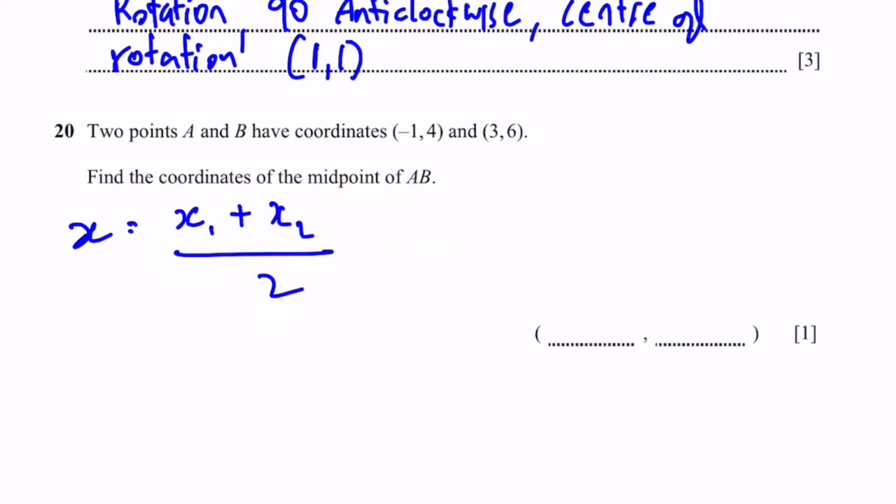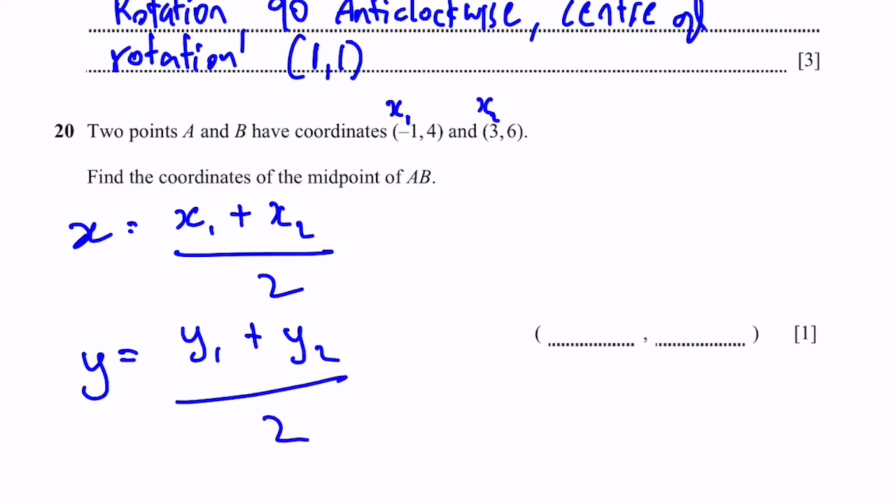So which of these are x1 and x2? X of the first point is over here, so x1, -1. x2 is the x of the second point, which is 3. Now using this same thing, we can use the same formula for y, except we just replace the x's with y's. y1 plus y2 divided by 2. We define the midpoint of the y point as well. It's quite easy to find out which is y1 and which is y2. 4 is y1 and 6 is y2.